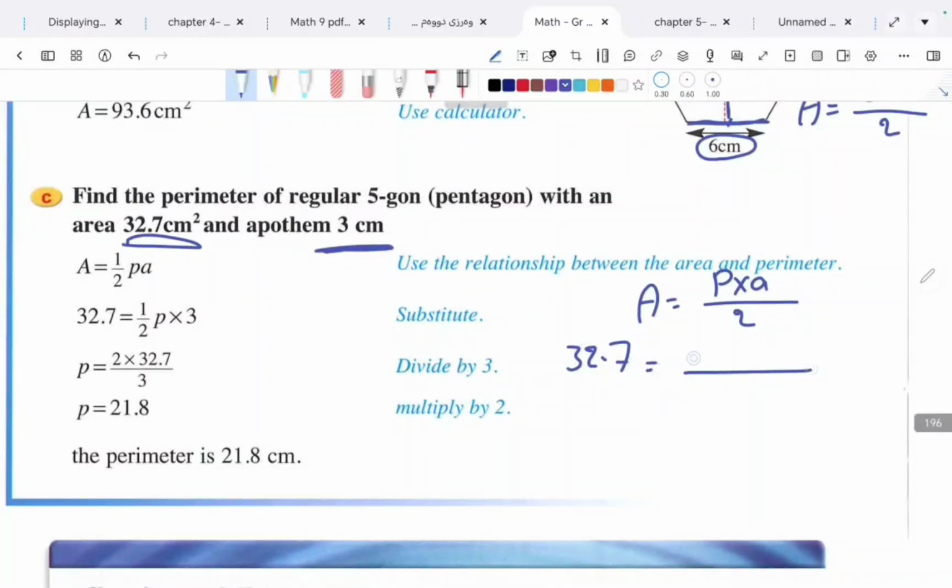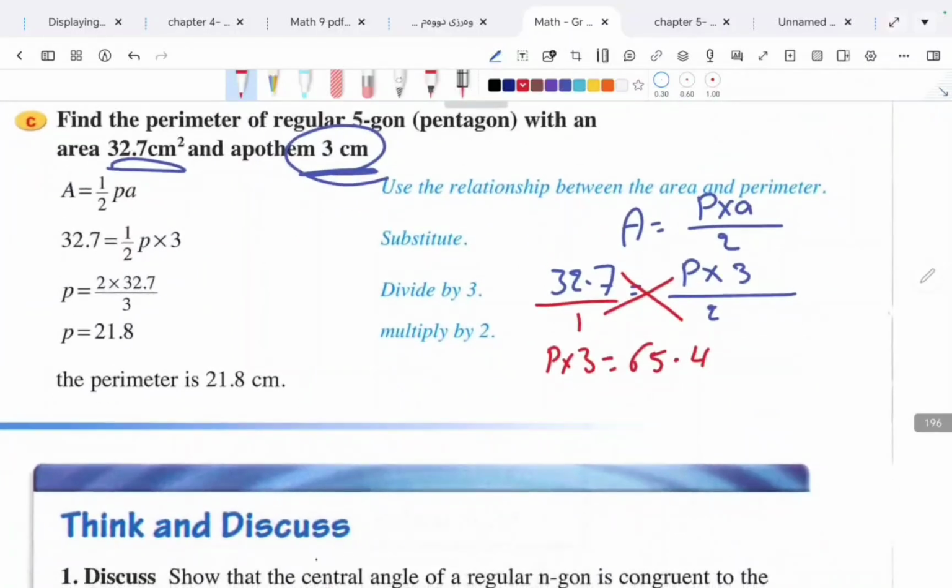Area is given, which is 32.7 equals perimeter, we don't know, you have to find it, times the apothem, it's given, 3, out of 2. So use cross product. 1 times P times 3 equals 2 times 32.7. When you multiply them, it will be 65.4. P times 3, it is 3P equals 65.4.